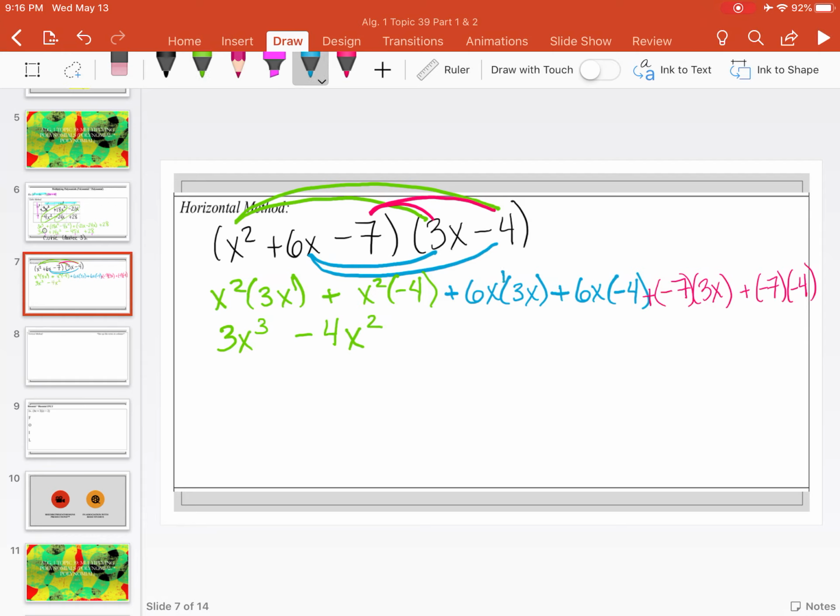6x to the first times 3x to the first gives me positive 18x squared. 6x times negative 4 gives me negative 24x. Negative 7 times 3x gives me negative 21x. And negative 7 times negative 4 is a positive 28. Okay, almost done. Now what I have to do is identify my like terms and combine them.